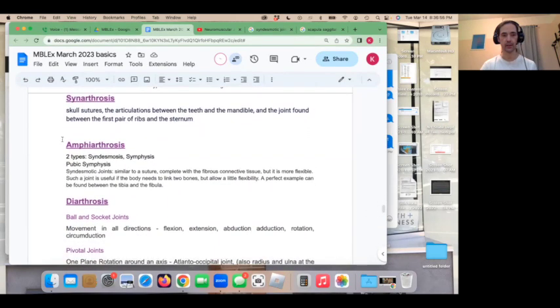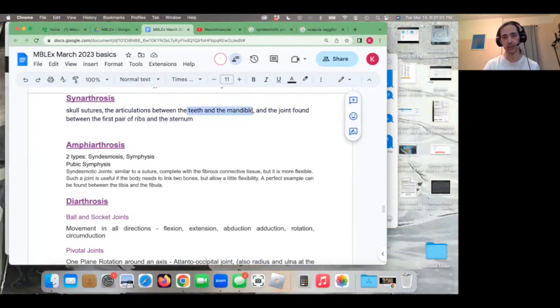And then, yeah, teeth between the teeth and the mandible. And then the joint found between the first pair of ribs and the sternum. So rib 1, R1, and the sternum, which I think actually attaches to the manubrium. So there's the manubrium, then there's the sternum, and then there's the xiphoid.